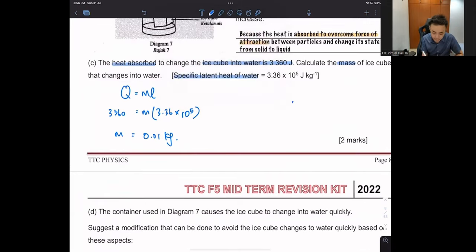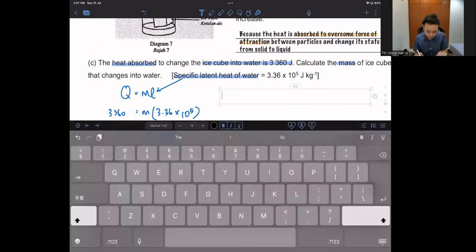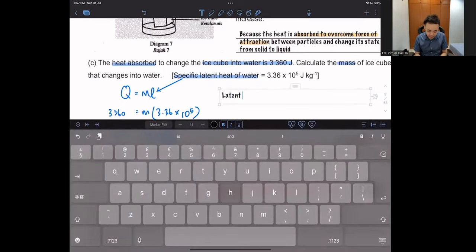All good, everybody. Now, a reminder about this, because you get tricked all the time. The name specific latent heat refers to the value, the l here. Speaking of this, how many types of latent heat do we have? We have 2, which are what? You have latent heat of vaporization, correct. What is the other one?